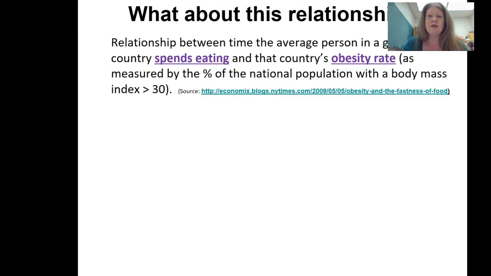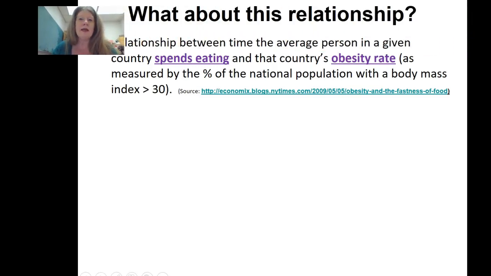Okay, so here's another quick relationship I wanted us to look at, and then we'll go back and look at our eyelash data in a little bit more detail. But let's say you want to look at the relationship between the time the average person in a given country spends eating and the country's obesity rate.